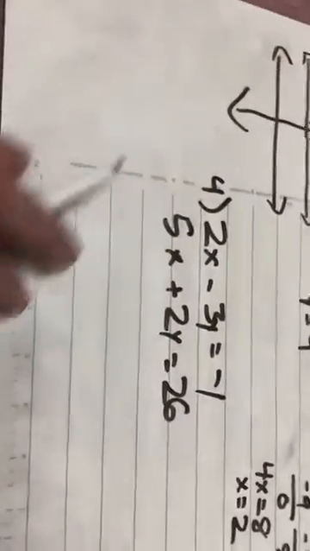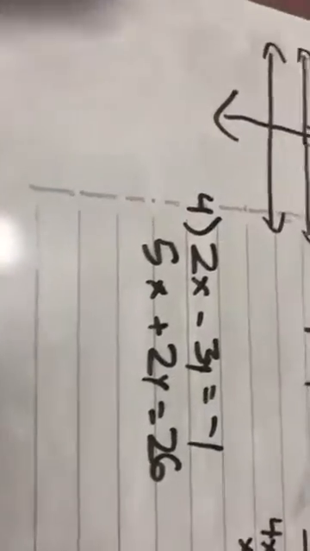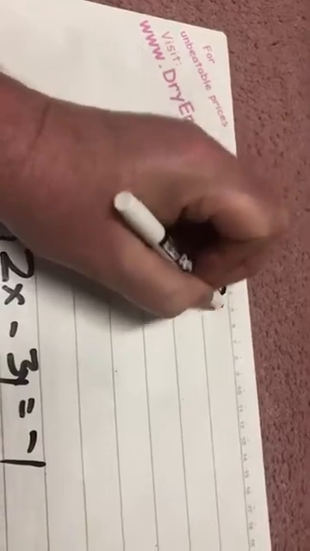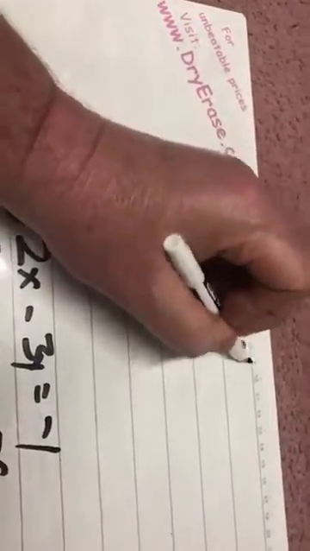Last one. This one looks like a lot of fun. All right, I'm going to clear some space up here ahead of time because I think we might need it. In fact, what I'm going to do is rewrite these up here. 2x minus 3y equals negative 1.